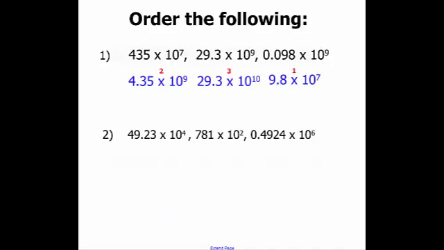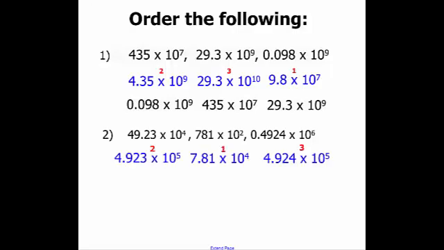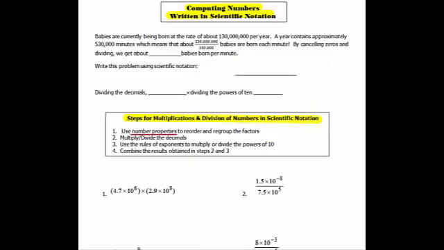Okay, we have rewritten in scientific notation, then I ordered them, and then I rewrote them in the original format. The second problem, the numbers are rewritten in proper scientific notation, and then they are rewritten in the format that they were given to me. Let's move on and talk about operations with numbers in scientific notation. So we are going to take a look at all 4 operations: addition, subtraction, multiplication, and division.